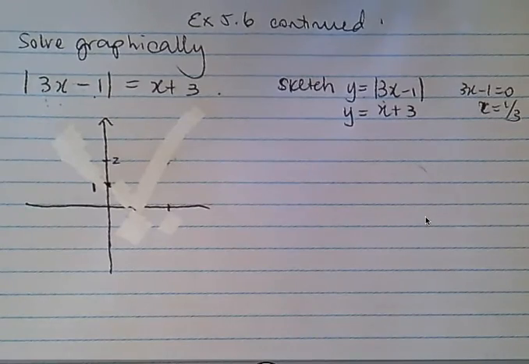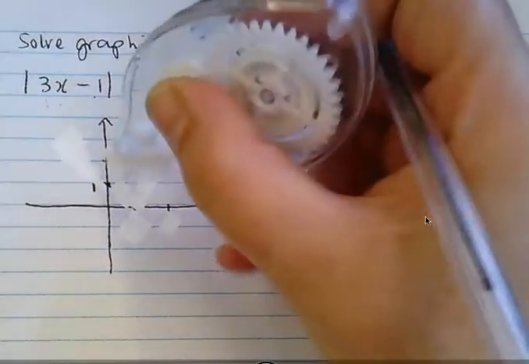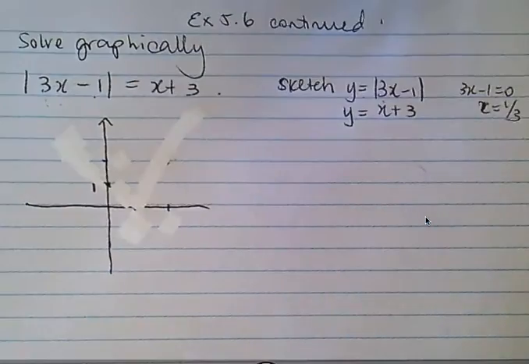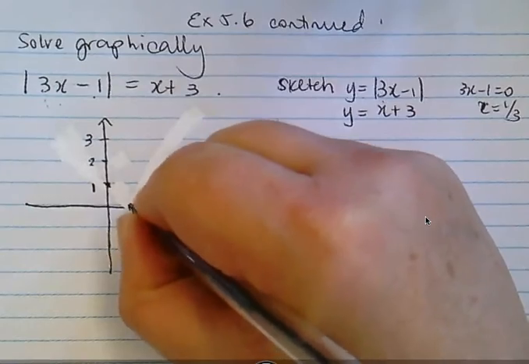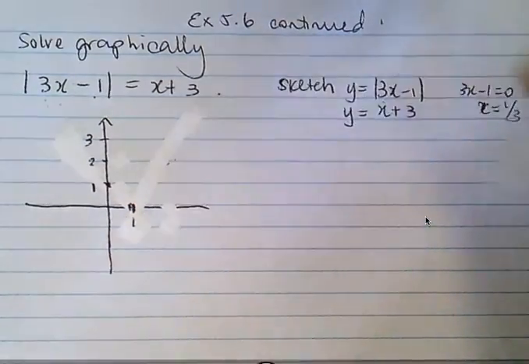Now, we're not going to be able to read the points of intersection off the graph. We are going to have to still do some algebraic solving, okay? So 1, 2, 3. I'm just going to put 1, 2, 3.